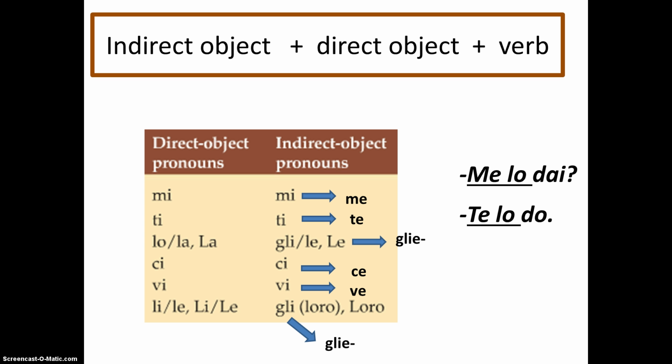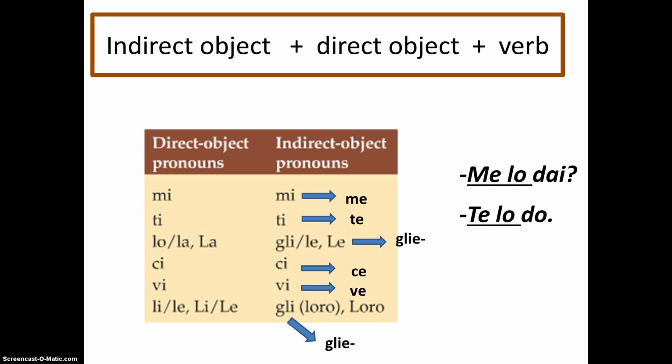As we saw in our example conversation, the indirect object pronouns mi, ti, ci, and vi become me, te, ce, and ve before the direct object pronouns. In me lo dai, mi has changed to me, and in te lo do, ti has changed to te.